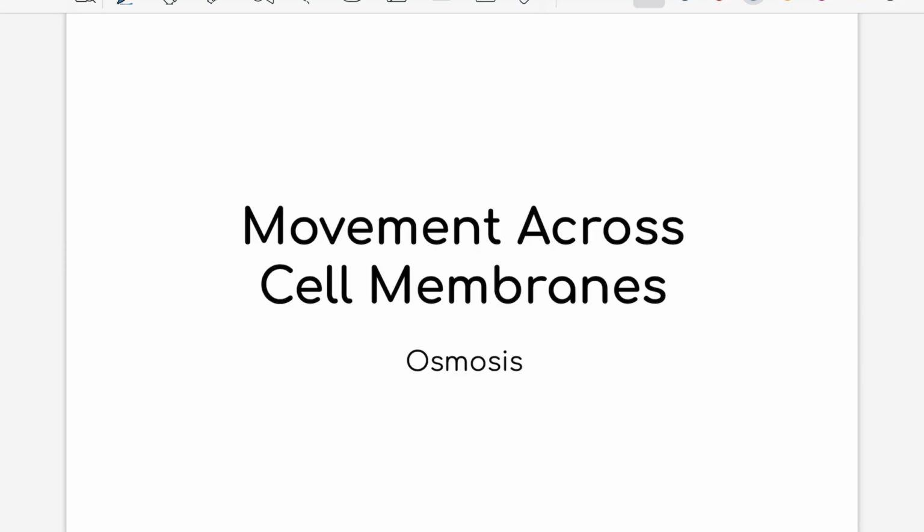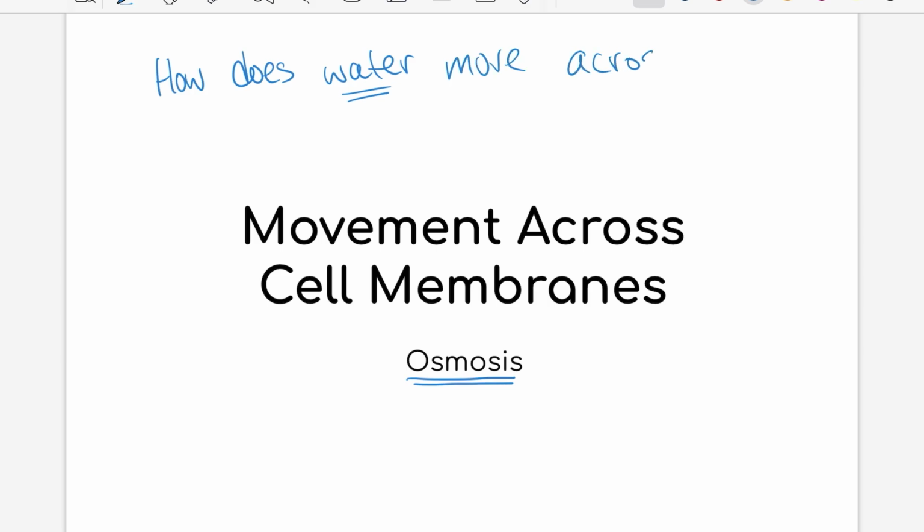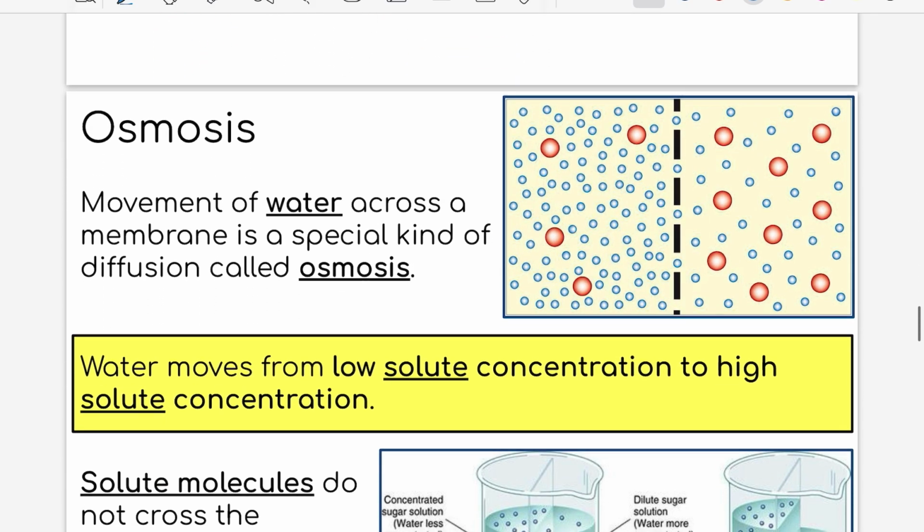So in this discussion, we are going to talk about another type of passive transport, which is osmosis. The question we're really asking here is, how does water move across the cell membrane? Osmosis is specific to water, so that's what we really need to keep in mind here.